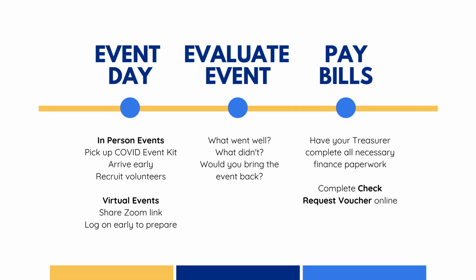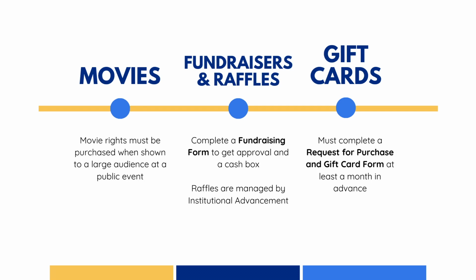Also, make sure that your treasurer completes any of the necessary financial paperwork. The important form here is the check request voucher, which also can be found online at lead.worcester.edu/forms. There are a few last-minute tips we want to give you for certain events. First of all, movies. In the event you are having an on-campus movie showing, make sure you talk with your program coordinator to make sure that you purchase the rights to the movie.